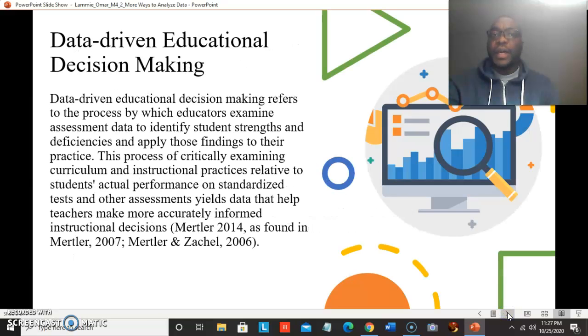Now, in terms of data-driven educational decision making, this is defined as educational decision making by which educators examine assessment data to identify student strengths and deficiencies and apply those findings to their practice. Now, this process of critically examining curriculum and instructional practices relative to students' actual performance on standardized tests and other assessments yields data that help teachers make more accurate and informed instructional decisions.